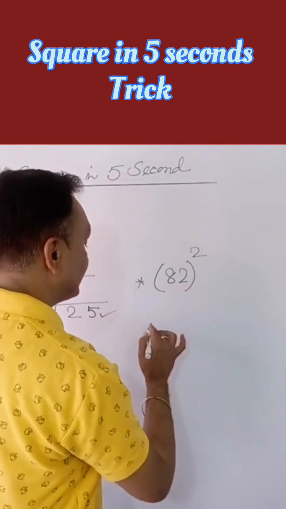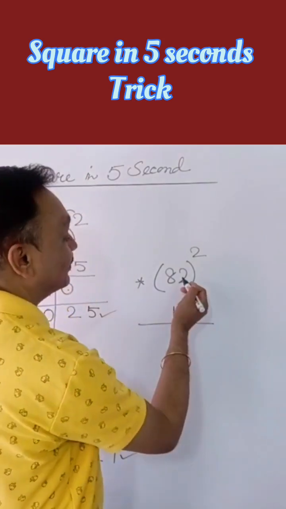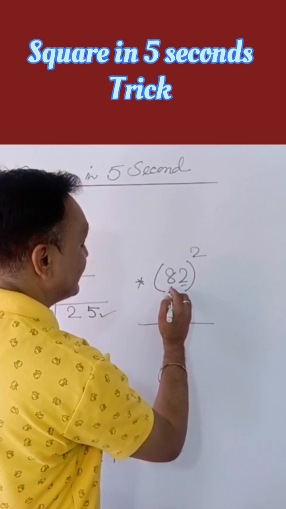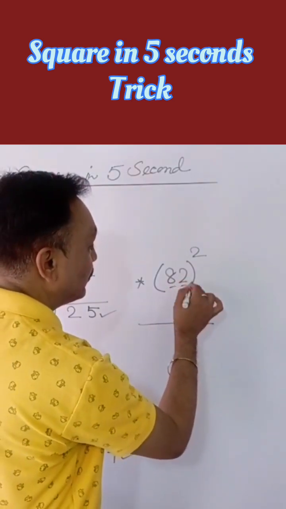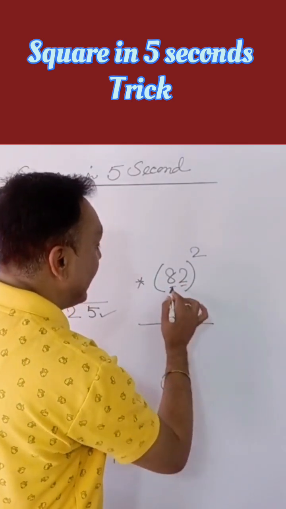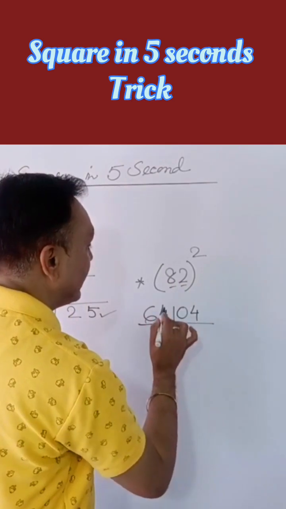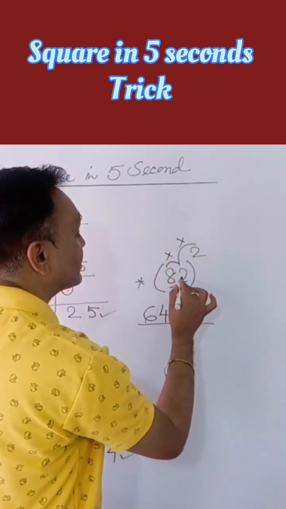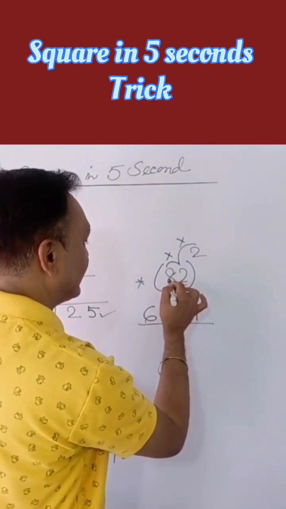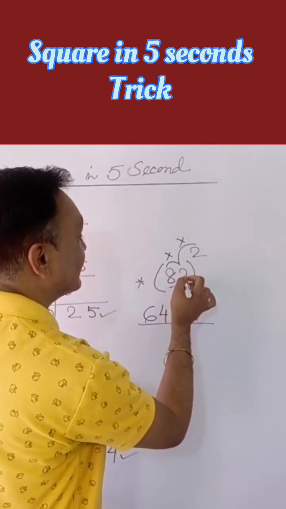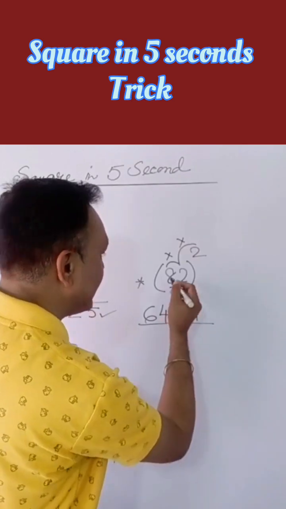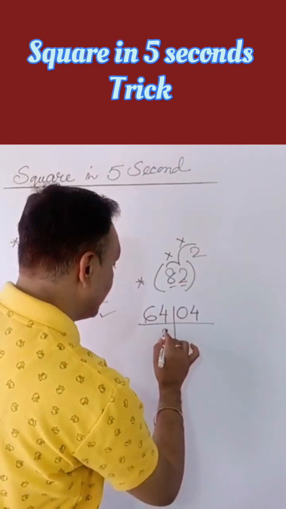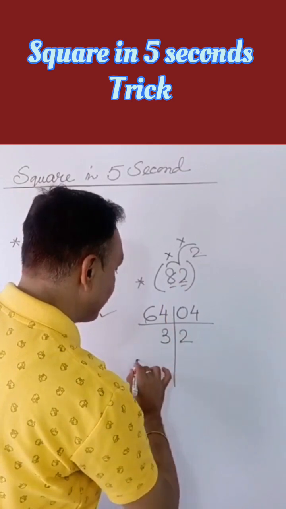Now the third case, I have to find the square of 82. Unit digit is 2 and tens digit is 8. So 2 twos are 04, 8 eights are 64, right? Now if I multiply these three numbers, what will we get? 8 twos are 16, 16 twos are 32, right? So 32 I'll write in this pattern.